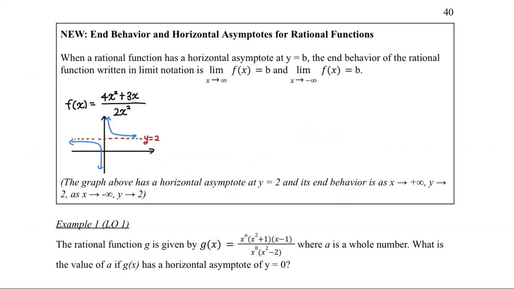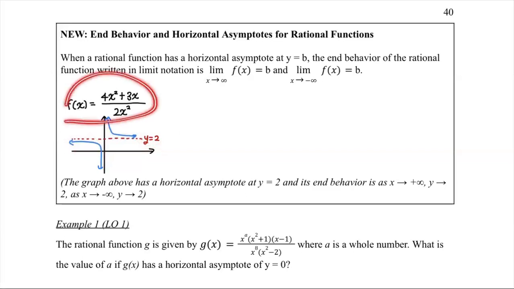So when a rational function has a horizontal asymptote at y equals b, the end behavior of the rational function written in limit notation is: the limit of f of x as x approaches infinity is b, and the limit of f of x as x approaches negative infinity is b. So as I just told you, whenever we have a horizontal asymptote, it means that whenever the graph is approaching positive or negative infinity, the graph is approaching that horizontal asymptote line. It never touches that line, but it is approaching.